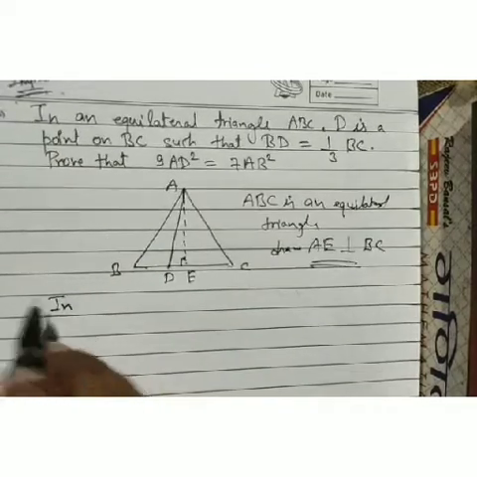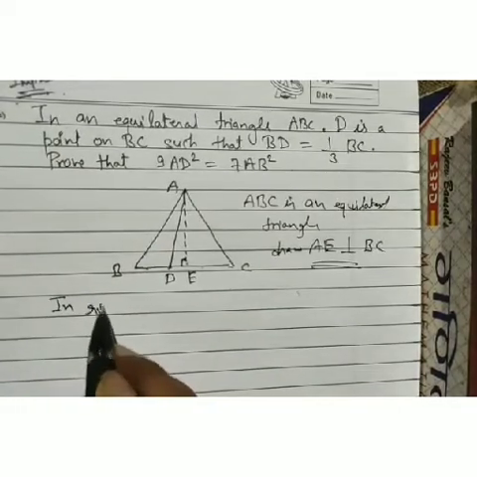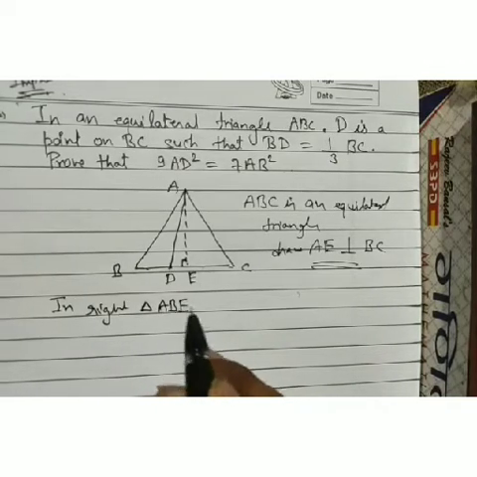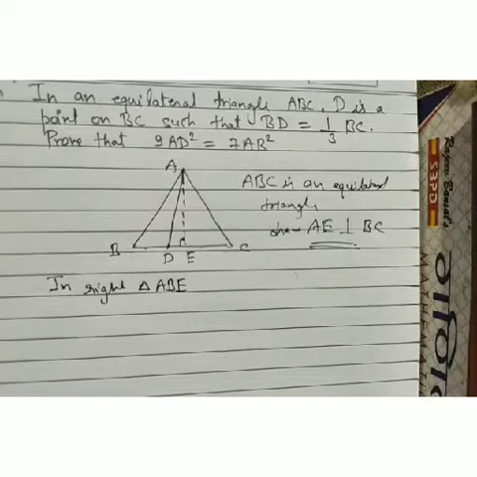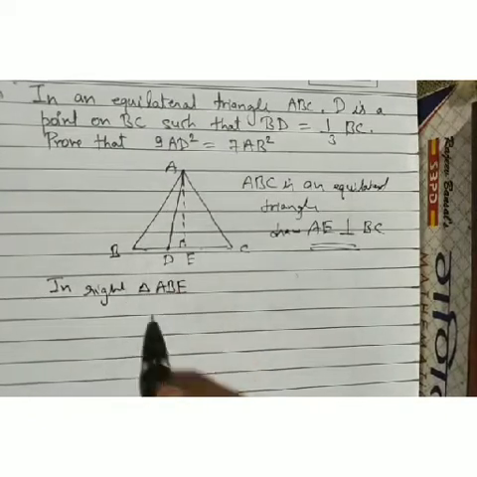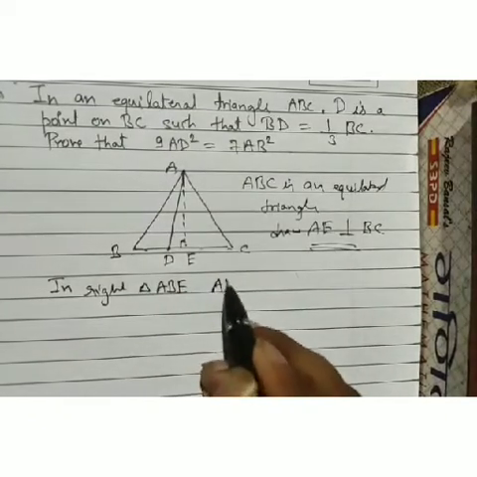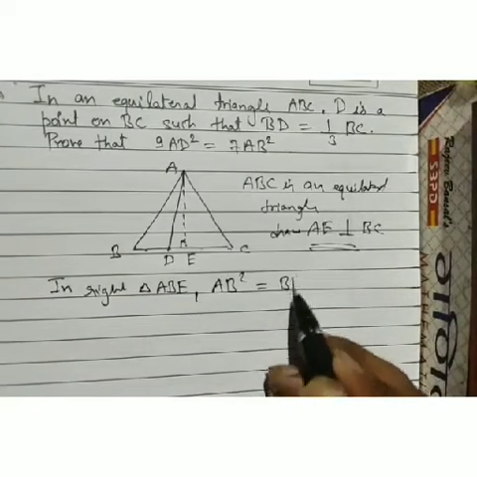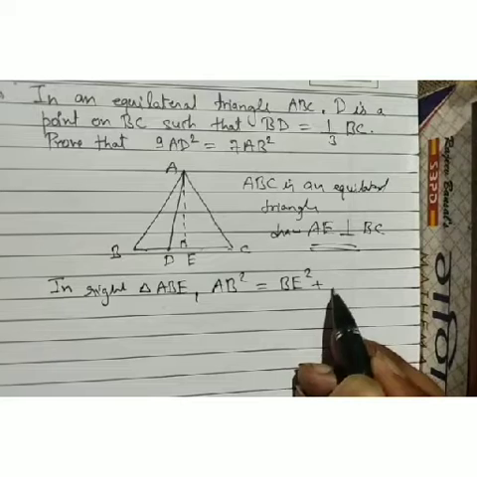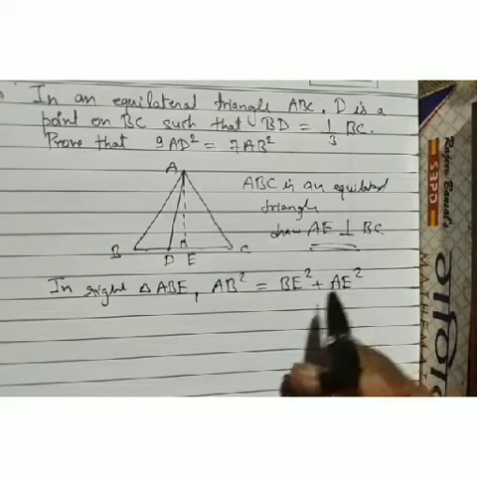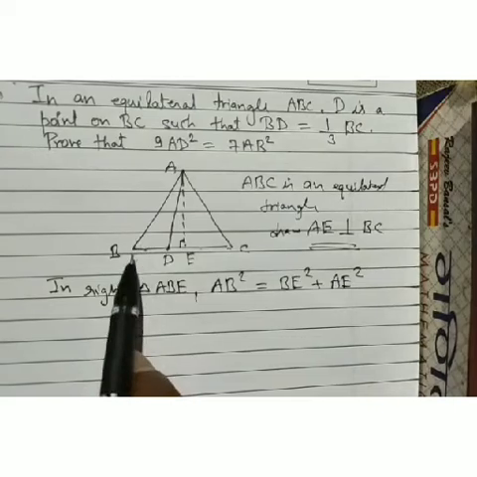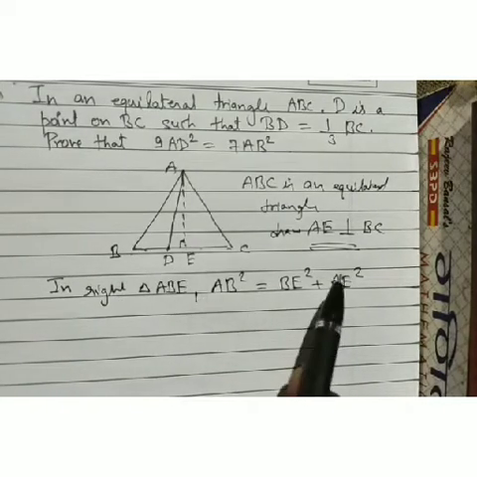In right triangle ABE, again we are going to apply Pythagoras theorem. Then we have AB square is equal to BE square plus AE square. AB is the hypotenuse. AB square equals BE square plus AE square.